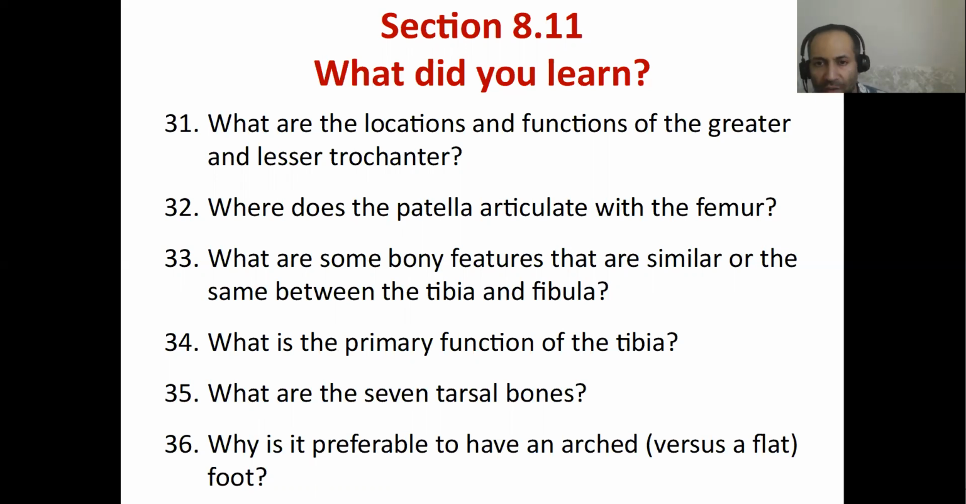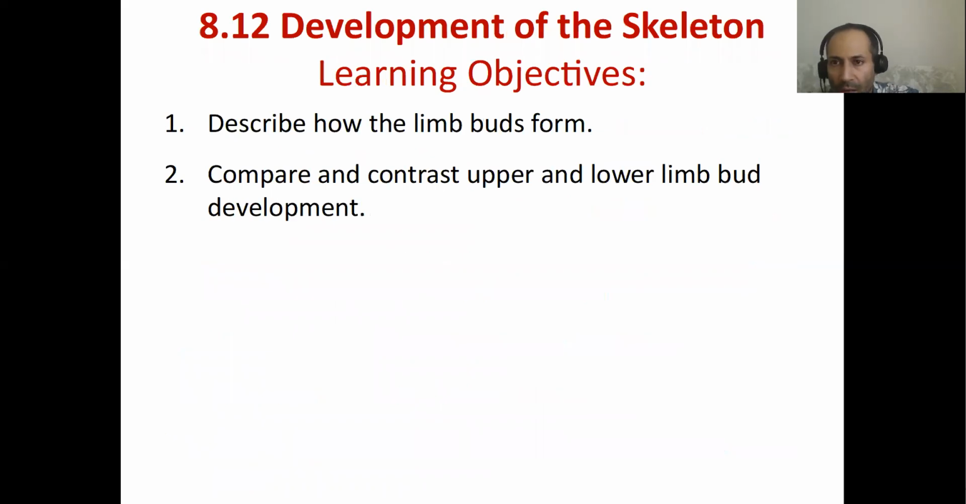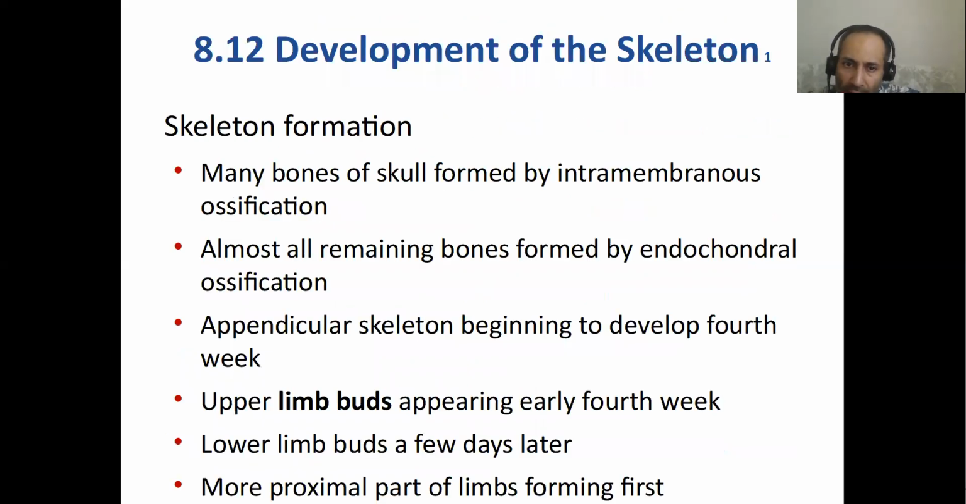What is the primary function of the tibia? It supports your femur. What are the 7 tarsal bones? The navicular, the talus, and then the calcaneus, and then the medial cuneiform, the lateral cuneiform, and the intermediate cuneiform bones. Why is it preferable to have an arched versus a flat foot? Because arched feet distribute the weight more evenly than flat feet.